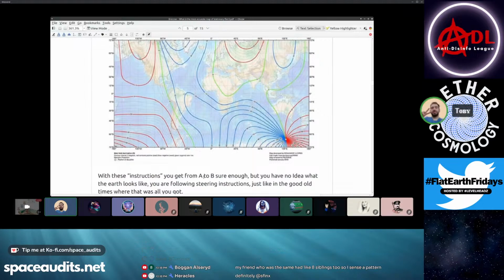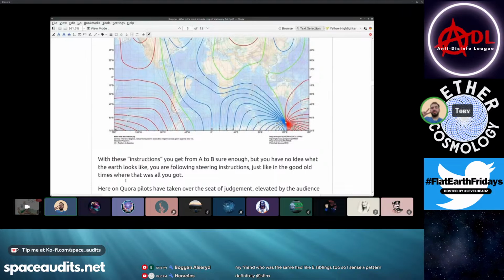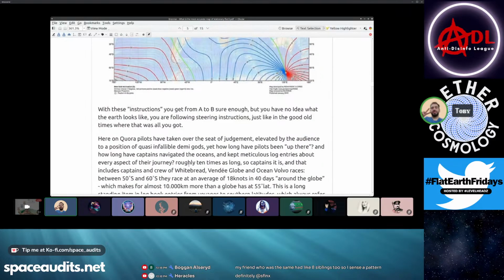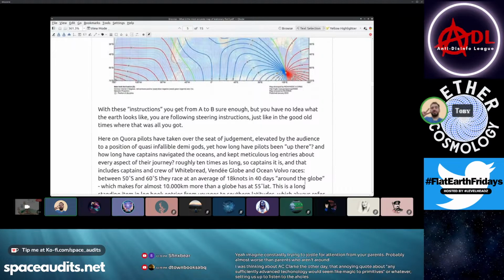With these instructions, you get from A to B, sure enough, but you have no idea what the Earth looks like. You are following steering instructions, just like in good old times where that was all you got. Here on Quora, pilots have taken over the seat of judgment, elevated by the audience to a position of quasi infallible demigods. Yet, how long have pilots been up there, and how long have captains navigated the oceans and kept meticulous log entries about every aspect of their journey? Roughly 10 times as long.